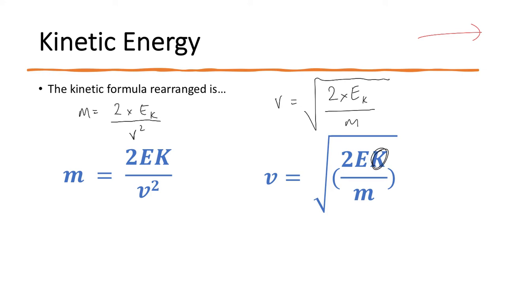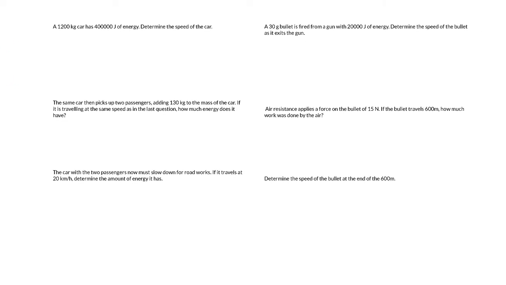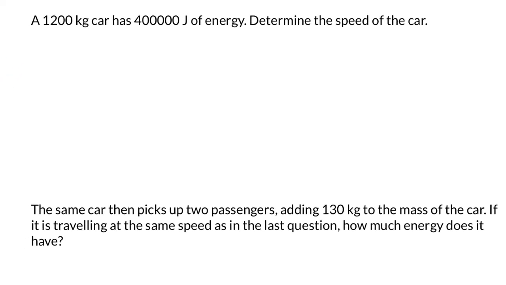But let's have a look at some of the equations here. Let's do this one here. A 1,200 kilogram car has 400,000 joules of energy. Determine the speed of the car. So we want the speed of the car. Let's work out what we've got first. We've got the mass, 1,200 kilograms. We've got the EK, the energy, which is 400,000 joules. We want the v, that is our unknown.